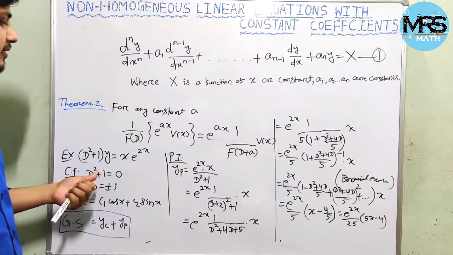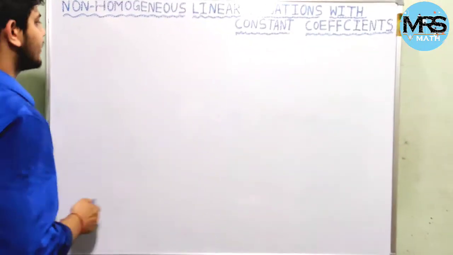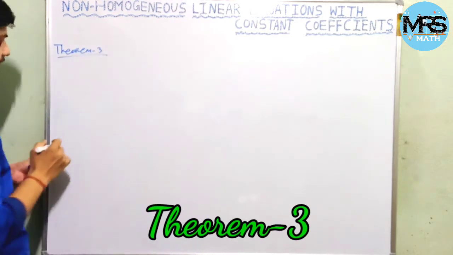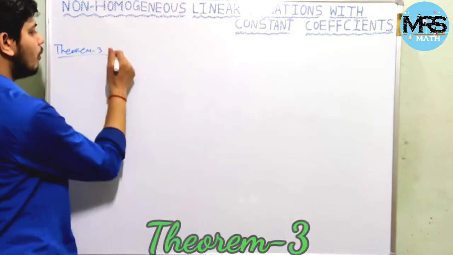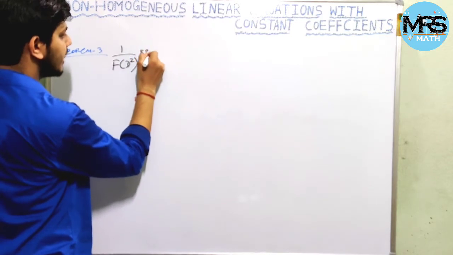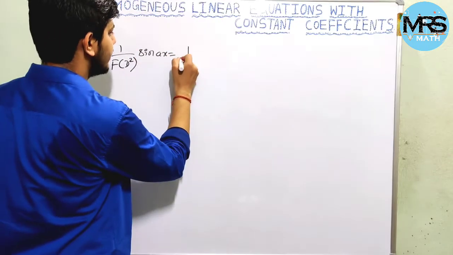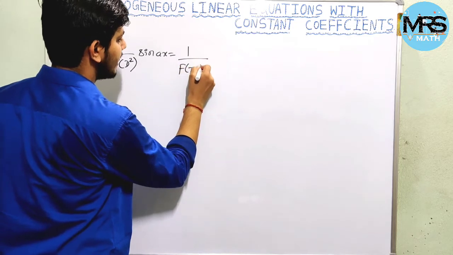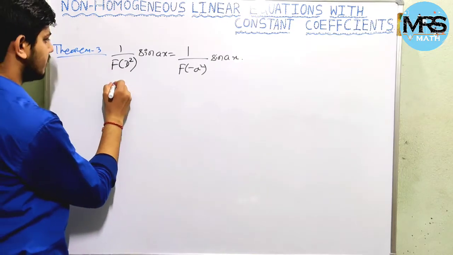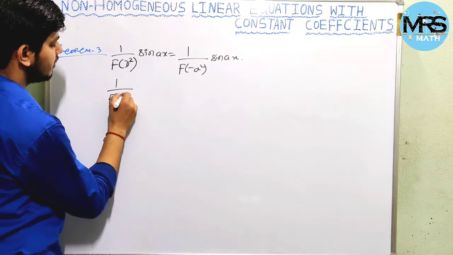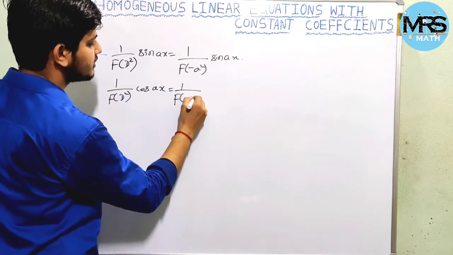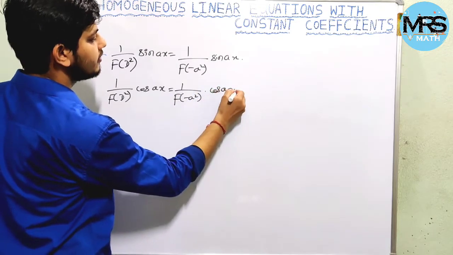Now we will proceed to the next theorem. Theorem 3 says that 1 over f of D square into sine of ax gives 1 over f of minus a square into sine ax. Similarly, if cos is there, that is 1 over f of D square into cos ax, then you will get 1 over f of minus a square into cos of ax.